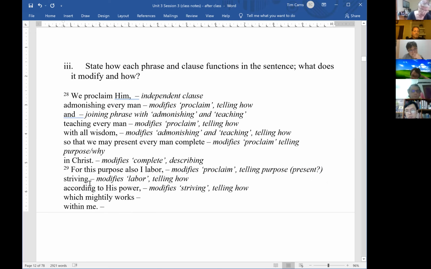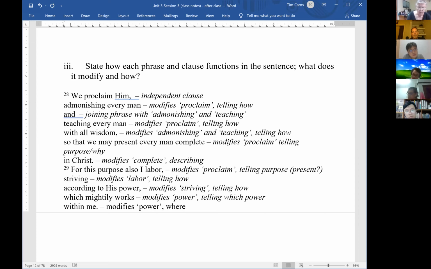In this case, striving. All right, "which mightily works" modifies power, because "which" is a relative pronoun describing which power, at what kind of power. And then "within me" again modifies power, and it speaks of the direction or the location of the power. So where is that power?